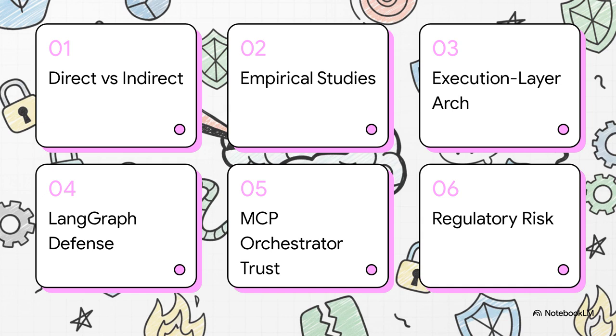All right, here's our architectural blueprint for today. We're covering direct versus indirect injection, empirical studies in the wild, the execution layer architecture, LangGraph defense implementation, MCP and orchestrator trust, and finally, regulatory risk. We're going to give you a concrete trust boundary model for every single external data ingestion point.